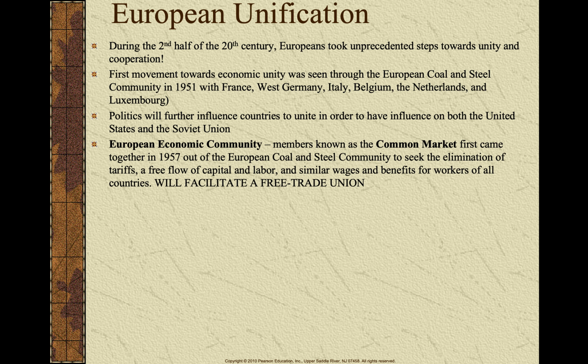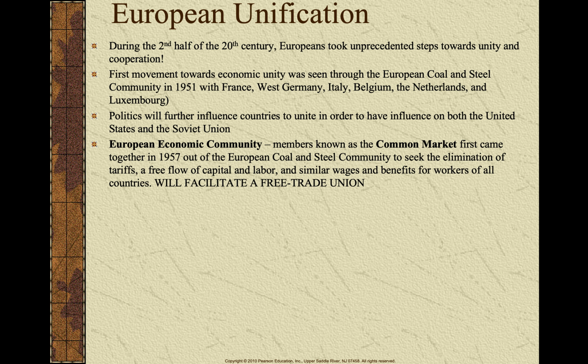We're going to start to see the European Economic Community, also known as the Common Market, start to come out in the 1950s. Again, this was trying to allow for the free flow of capital and labor, having similar wages and benefits. What it's doing amongst these countries that are joining is facilitating a free trade union. For example, you can be a steel worker, live in Great Britain, and commute to France to work in the mines, and you're not taxed any differently. And you don't have to show a passport. You can just show up, and it's the economic union.